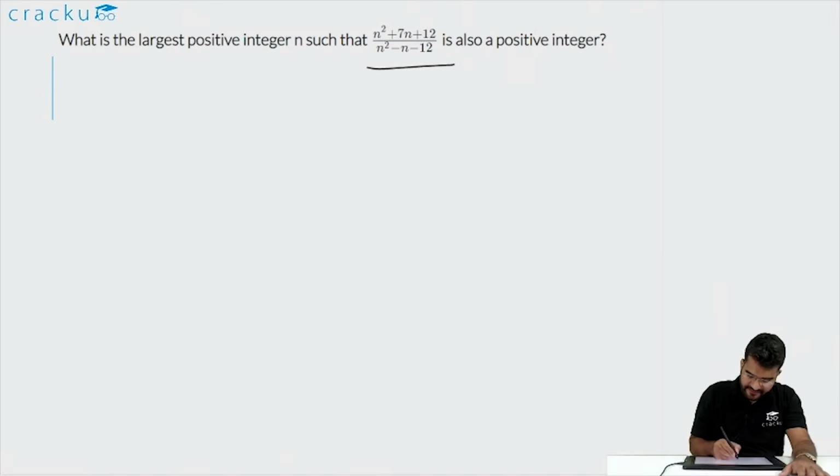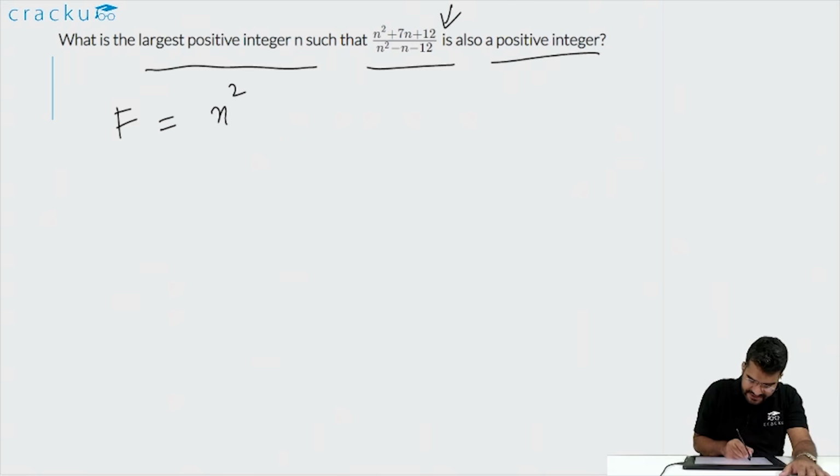In this question we are given a fraction (n² + 7n + 12)/(n² − n − 12), and we are required to find out the largest positive integer n for which the given fraction is also a positive integer. So let us assume that the given fraction is f, and this equals (n² + 7n + 12)/(n² − n − 12).